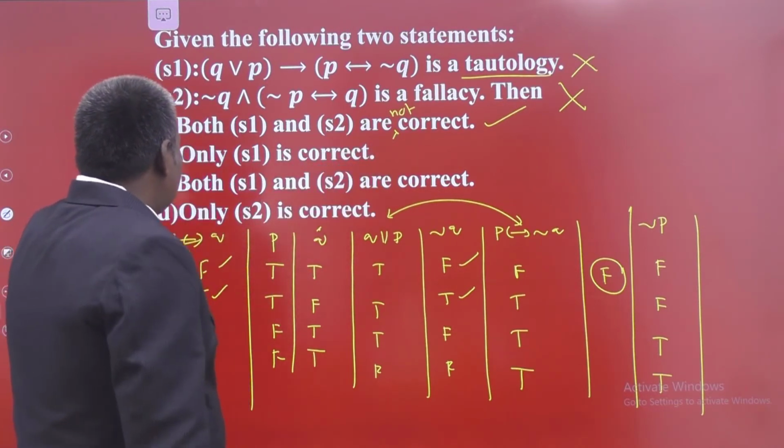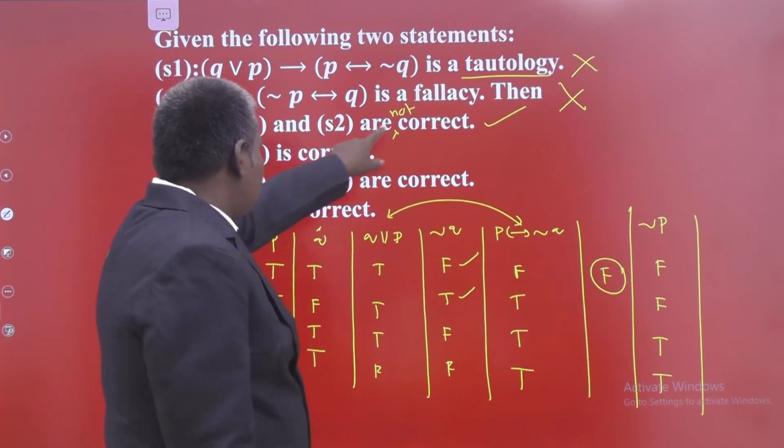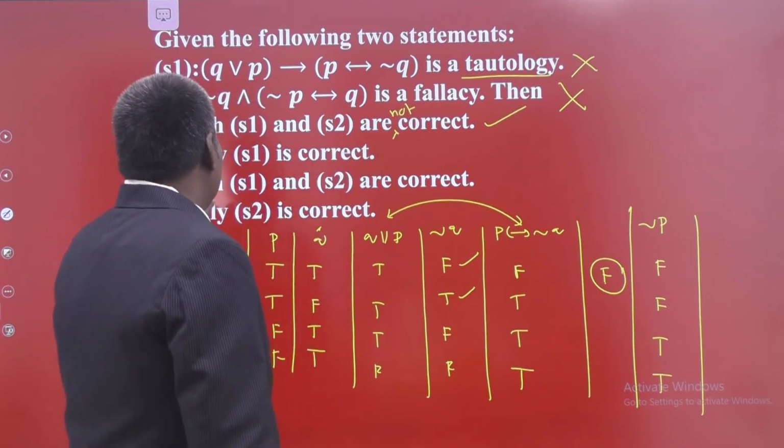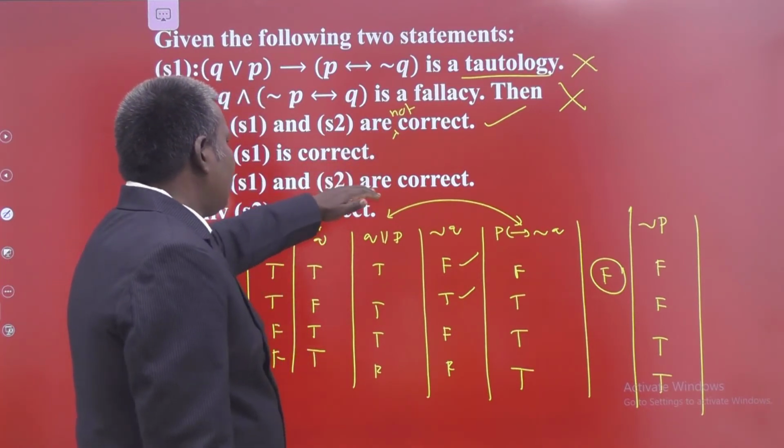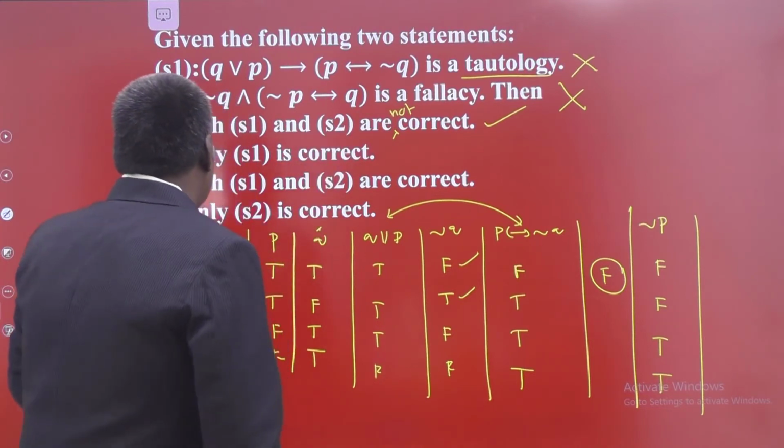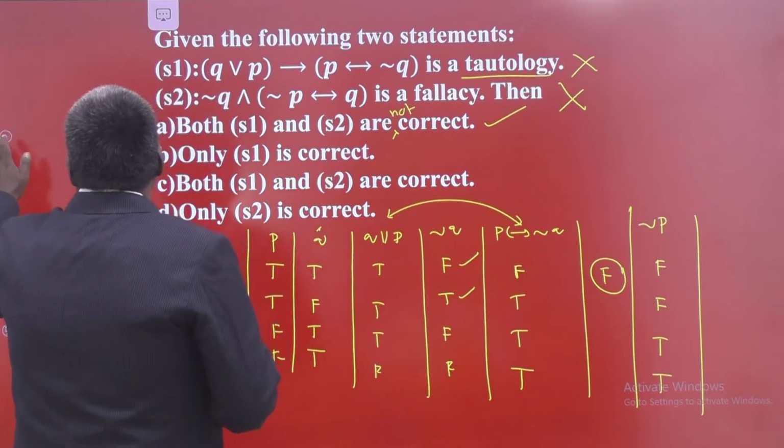Because these two options are given the same, that's why I corrected it here as not correct. Both S1 and S2 are correct here. This is not correct. Understand? And let us move on to the next question.